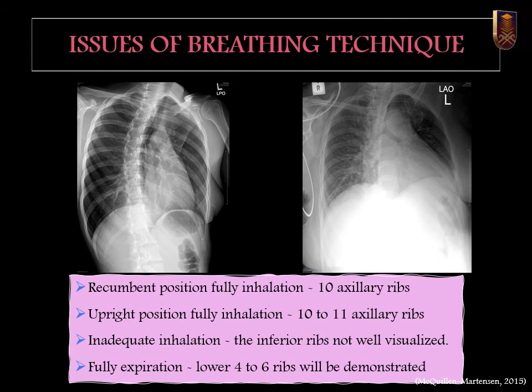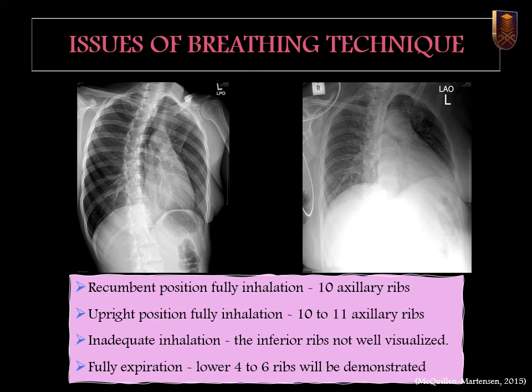Next, let's look into the effect of lung aeration on the radiograph. As lung aeration may provide additional contrast to enhance visualization of the rib contour, taking the exposure with proper breathing technique is significant. In recumbent position, normally 9 to 10 axillary ribs will be demonstrated above the diaphragm in full inspiration. On the other hand, in upright position, full inhalation will demonstrate up to 11 axillary ribs above the diaphragm. This will significantly contribute to proper depiction of the rib contour.